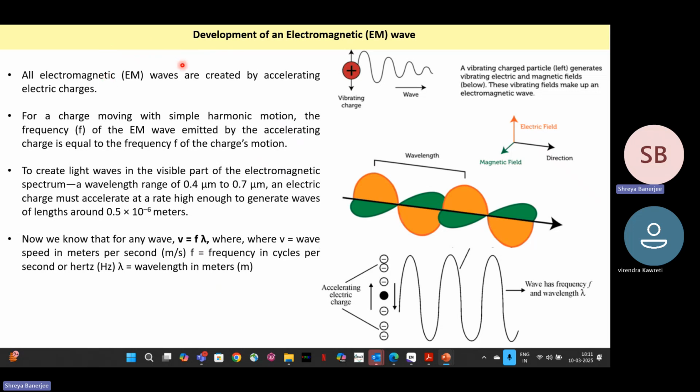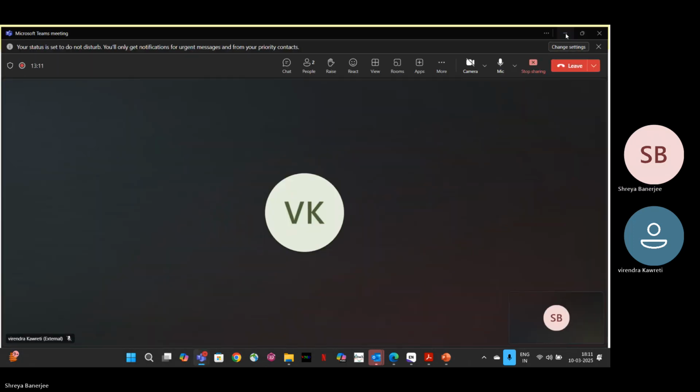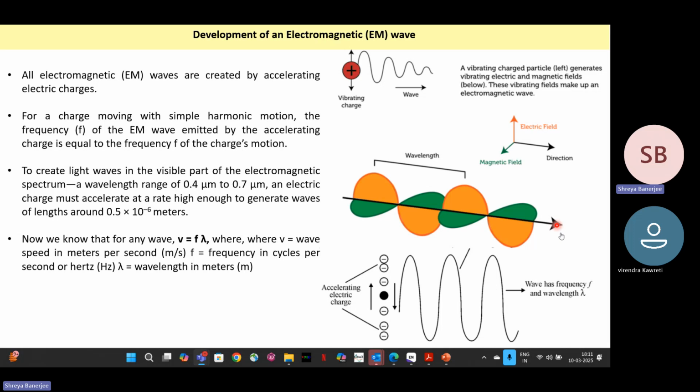The basic property of all electromagnetic waves is that they are created by accelerating electric charges. If you imagine a charge moving up and down with a simple harmonic motion, a moving charge will emit a wave. This is the electromagnetic wave basically. So this is the electromagnetic wave being emitted by a vibrating charge, and the frequency of the wave will be the frequency at which the charge is vibrating.